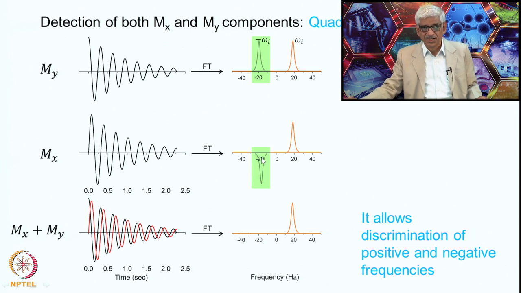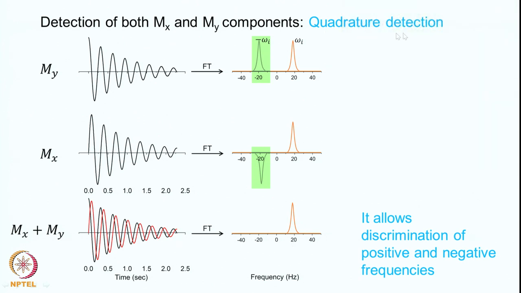This was not really present in your spectrum, it was an artifact of Fourier transformation, we do not want that. So therefore we have to remove it, and we have to do this separately. We will have to collect both the components separately, Fourier transform them and do a phase correction on one of those components, and when you add it, this removes this component and you will have a proper signal at the desired place. This is called quadrature detection. Therefore this allows discrimination of positive and negative frequencies.